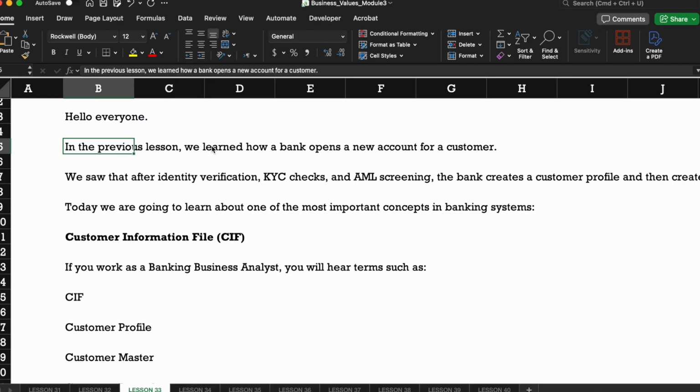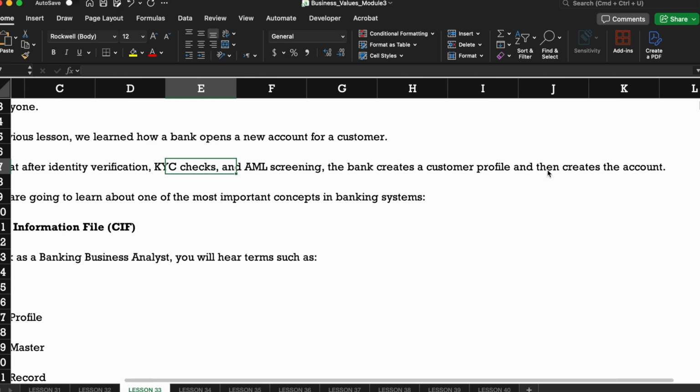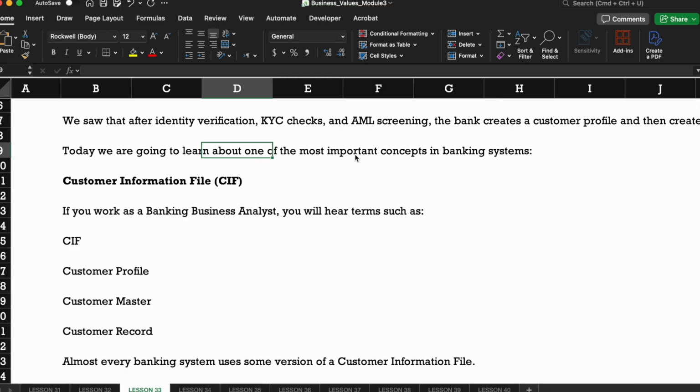In the previous lesson, we learned how a bank opens a new account for a customer. We saw that after identity verification, KYC checks, and AML screening, the bank creates the customer profile and then creates the account, right? So today we are going to learn about one of the most important concepts in the banking system, the customer information file, CIF.